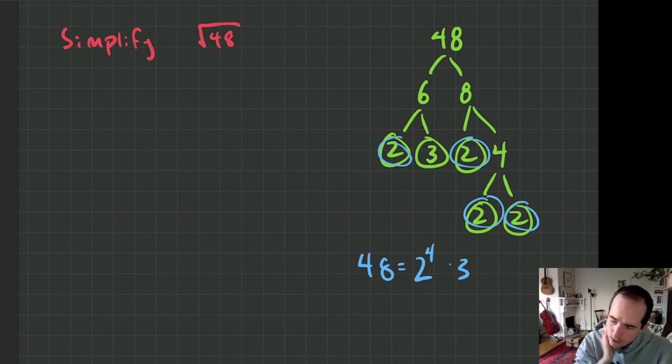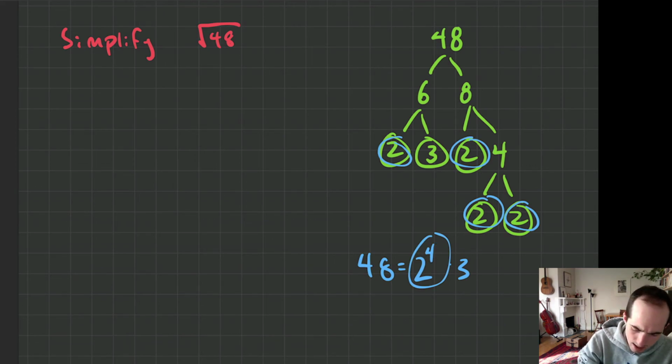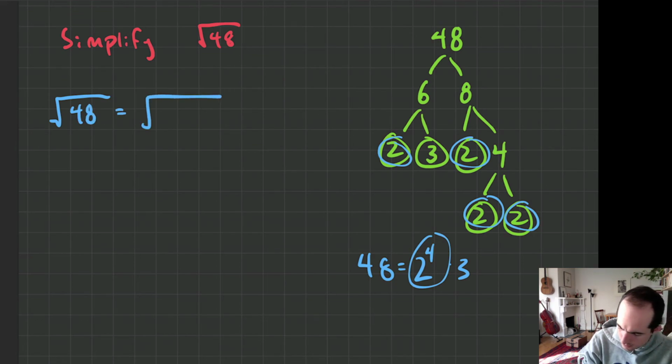Okay. So let's see. It looks like I can write this as, well, 2 to the 4 is a perfect square because this is an even exponent. So I can write this as the square root of 48 is equal to the square root of 2 to the 4, that's 16, times 3, which is equal to the square root of 16 times the square root of 3.